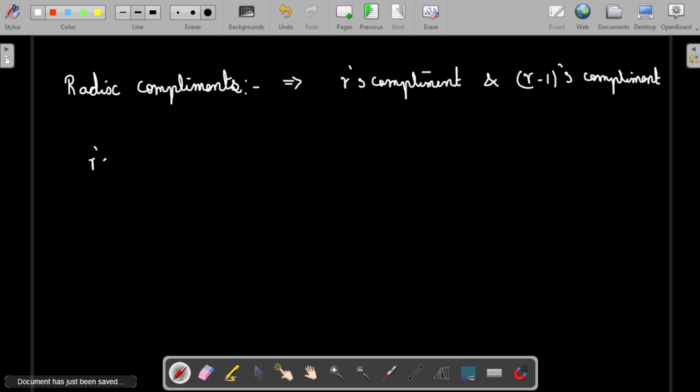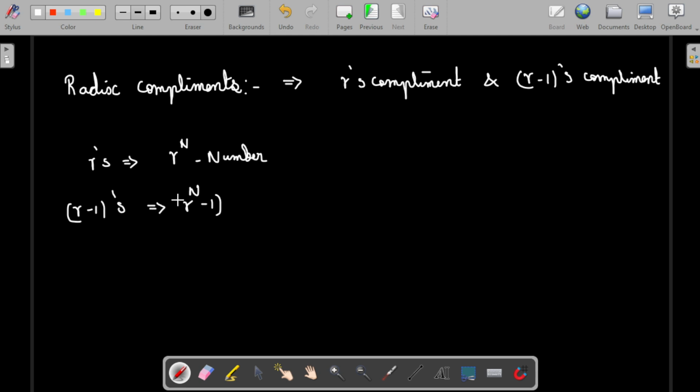In order to find R's complement, we have to subtract the number from R to the power n. The number is the given entry in that particular base number system. So R to the power n we have to do. R minus 1's complement can be obtained by R to the power n minus 1 minus that number. So the bracket term needs to be done first.